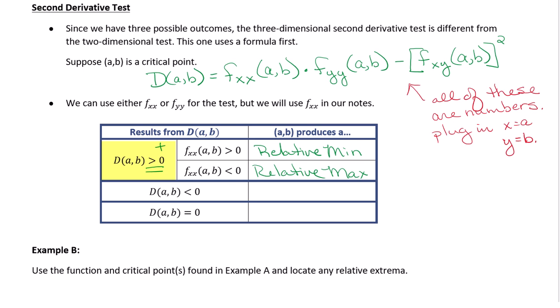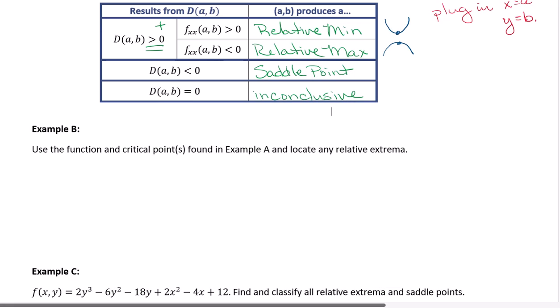I know that may seem counterintuitive, but let's go back to our second derivatives in one variable. If a second derivative is positive, that means we have a concave up, which will give us a minimum. If our second derivative is negative, it means it's concave down, which will give us a maximum. Now, if our D value is negative, that means we're going to have a saddle point. If it equals 0, we have no idea. It's inconclusive.